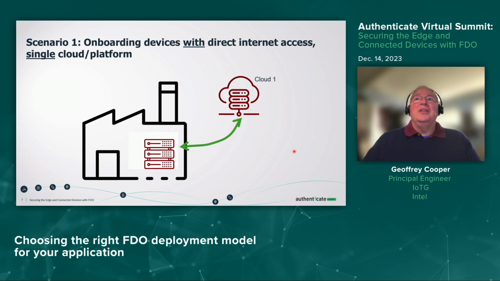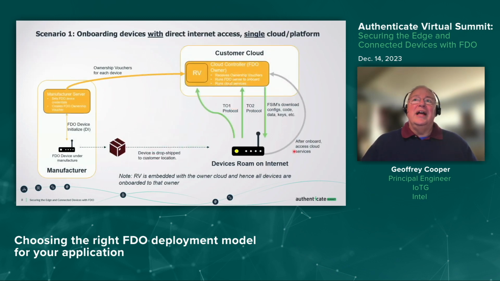So here's a simple one. We've got just one cloud, and we've got a set of devices that are going to go to that one cloud. So how is that going to happen? We need an ownership voucher. We've got to have an ownership voucher. We've got to have a device.